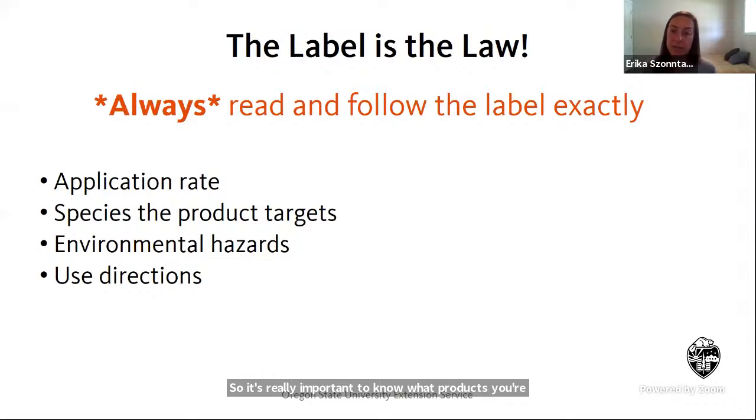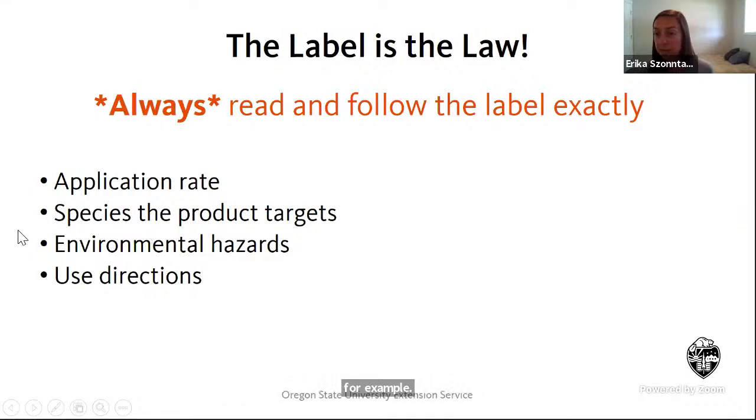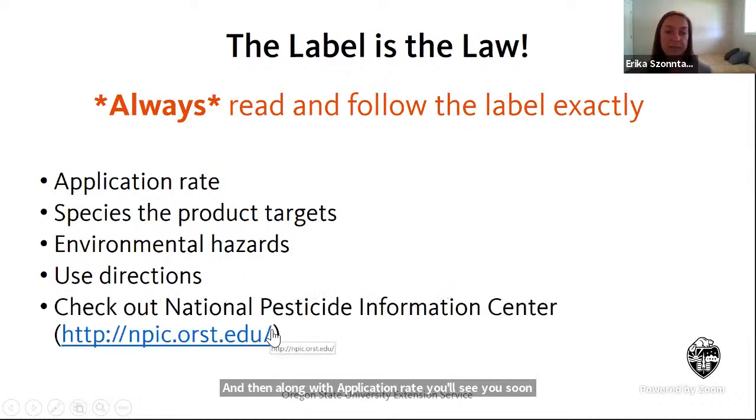And then you always want to read the environmental hazards as well. There are some that are more hazardous to aquatic wildlife, some that are more hazardous to pollinators, for example. So just make sure that you always read that and understand that. And then along with application rate, you'll see use directions. And the National Pesticide Information Center is a really great resource. It's a partnership between Oregon State University and the EPA if you want more information on safe pesticide use at home.